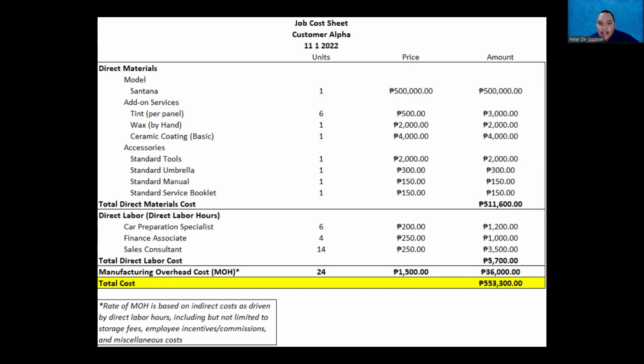So if we take a look at this example right here, customer Alpha has six of the panels of his Santana tinted. Why six? We have the front windshield, the four windows, of course, and the rear windshield. So 1 plus 4 plus 1, that's 6. 6 panels were installed with tint at a price of 500 pesos per panel installation. We end up with an amount of 3,000 pesos. So that's how it goes.